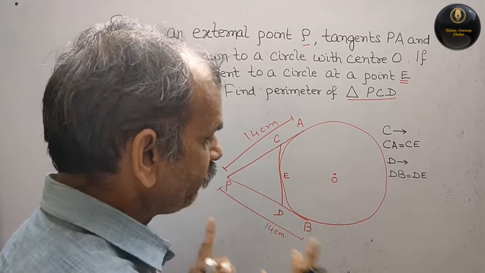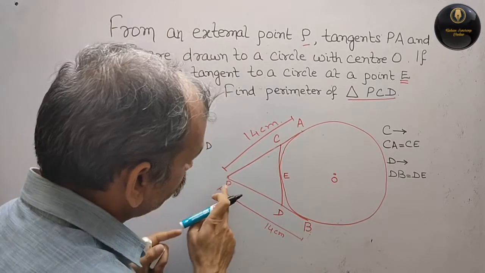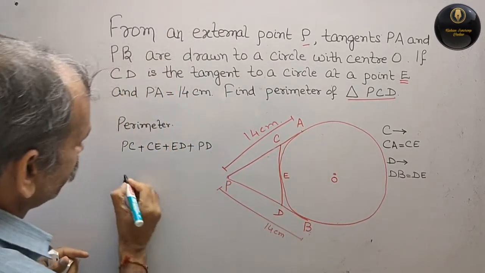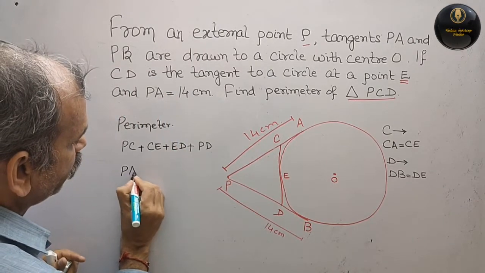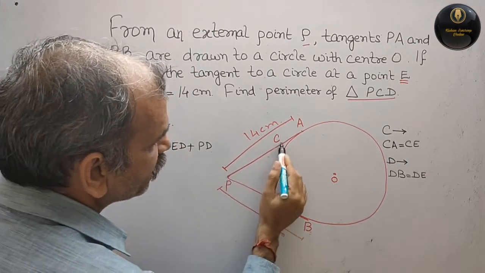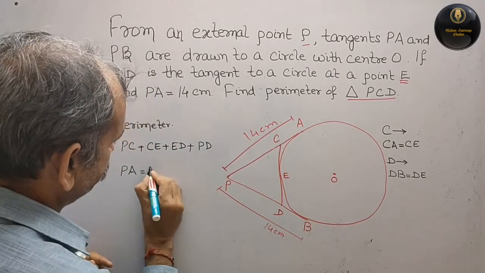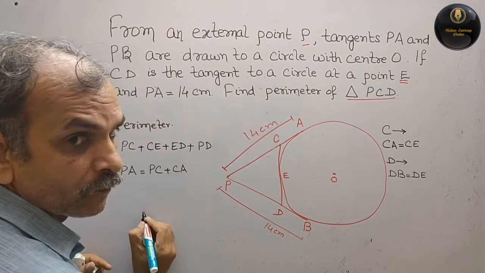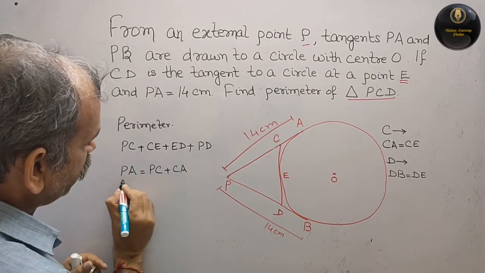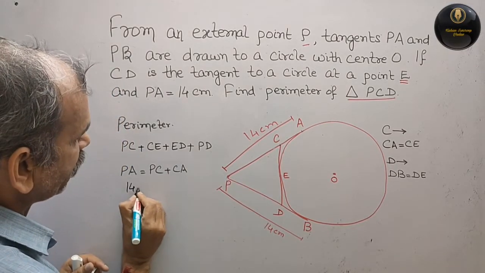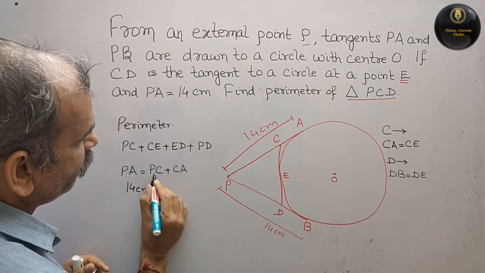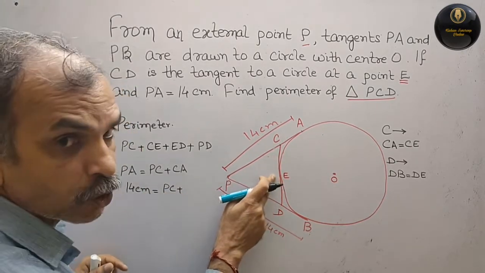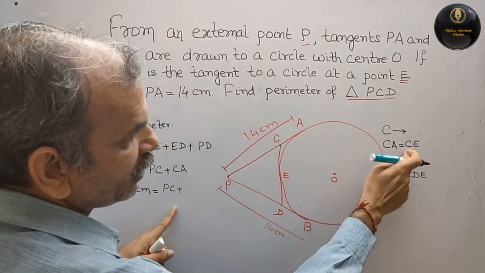Now, if we say that from P to A, what is that? From P to A, we have PC and CA. PC plus CA. That is your how much? 14 centimeter. We can write it as PC plus CE also by this equation.